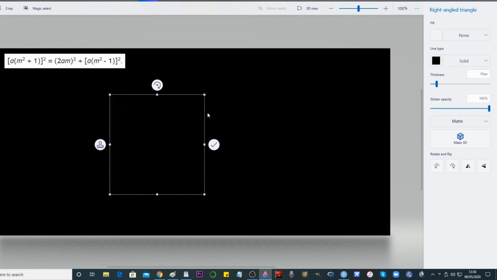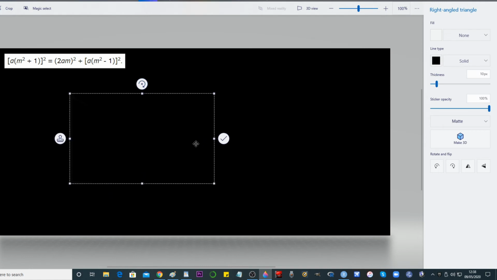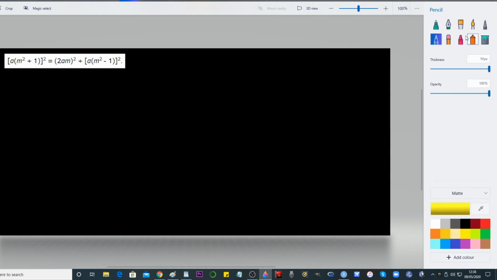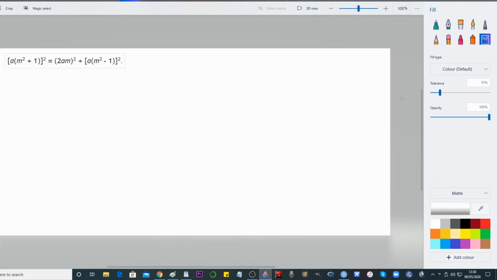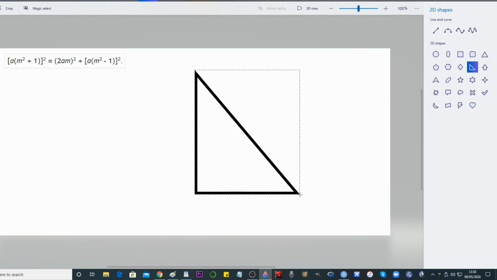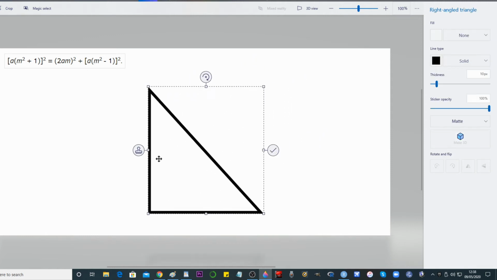Hello? What's this? Me wanting to have a black background has caused a bit of a problem here, hasn't it? So what happens if we go, let's experiment. White, fill it white. Now go to shapes, right angle triangle. Yes, it's a black triangle.